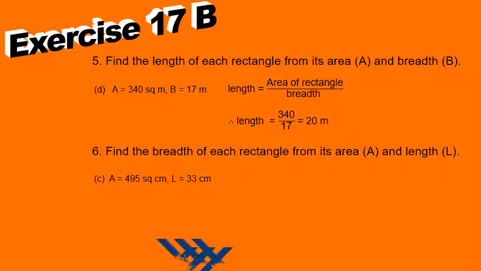In this part, area is given, which is equal to 495 square centimeter, and length of the rectangle is given, which is equal to 33 centimeter. So we need to find out the breadth of the rectangle. So breadth of the rectangle is equal to area of rectangle divided by its length. So 495, which is the area, divided by 33, which is the length of the rectangle. When we divide 495 by 33, what do we get? We get 15 centimeter as the breadth of the rectangle.